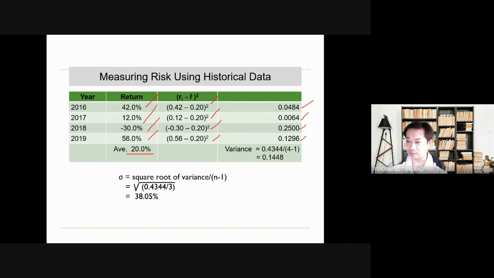No? And you will get this. So once added, you get 0.4344. Then to get the variance, divided by 4 minus 1. So this is now your variance, 0.1448. So yan na yung ating variance value ngayon. And then to get the standard deviation, we simply get the square root of this. So kaya dito naka-square root siya. So the standard deviation now is 38.5%. Okay?